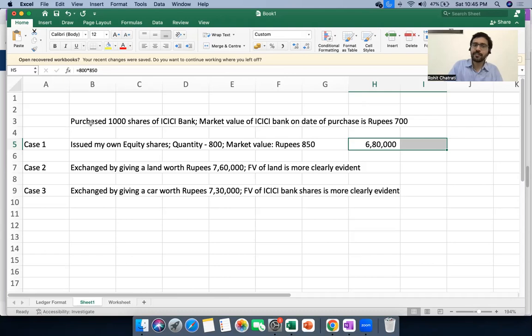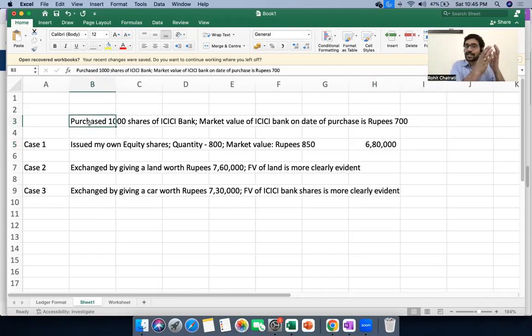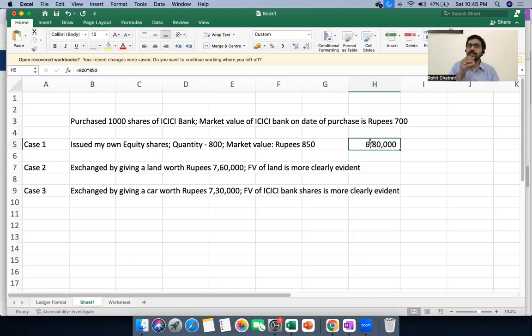Although the fair value of ICICI Bank shares that I actually purchased was 7 lakh rupees, I will still recognize it at 6,80,000, which is the fair value of the consideration that I've given. It is the fair value of the equity shares that I've issued.